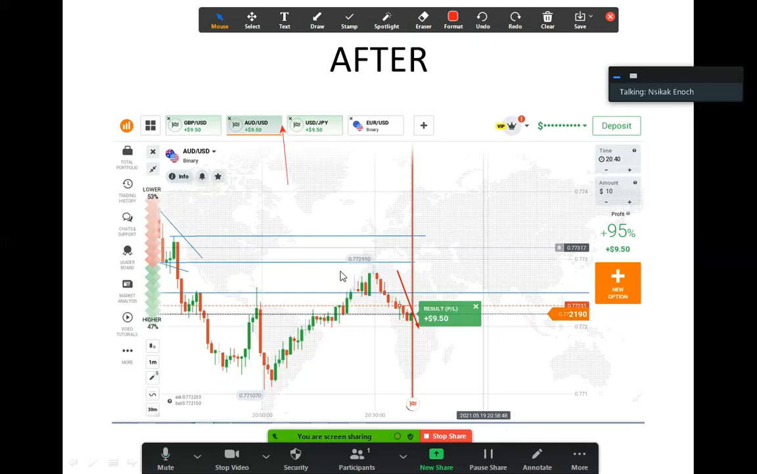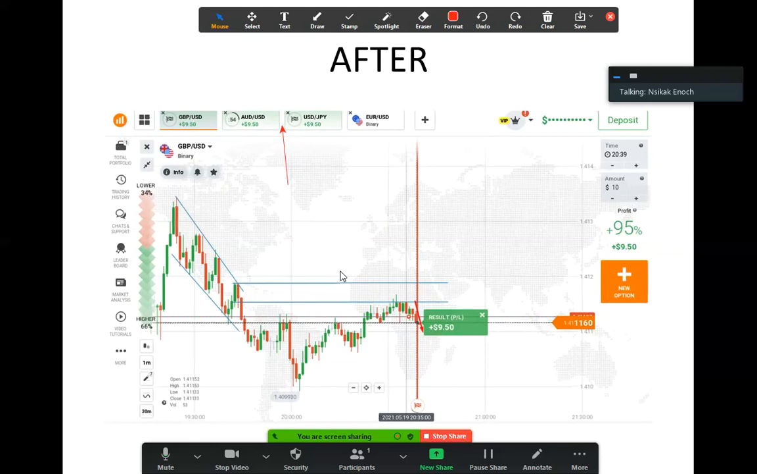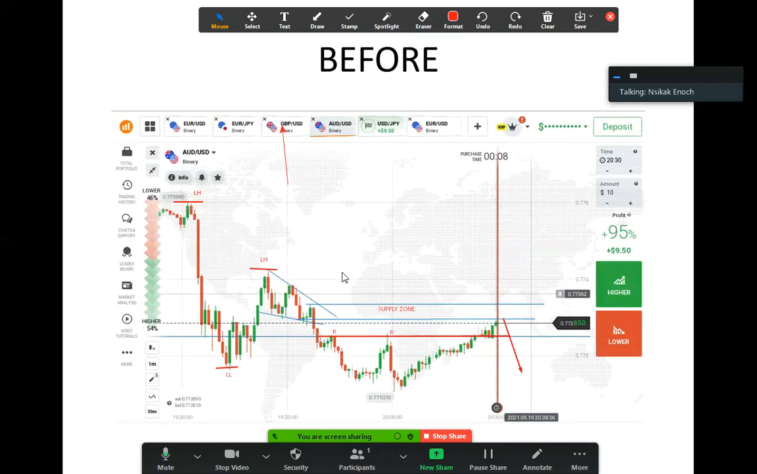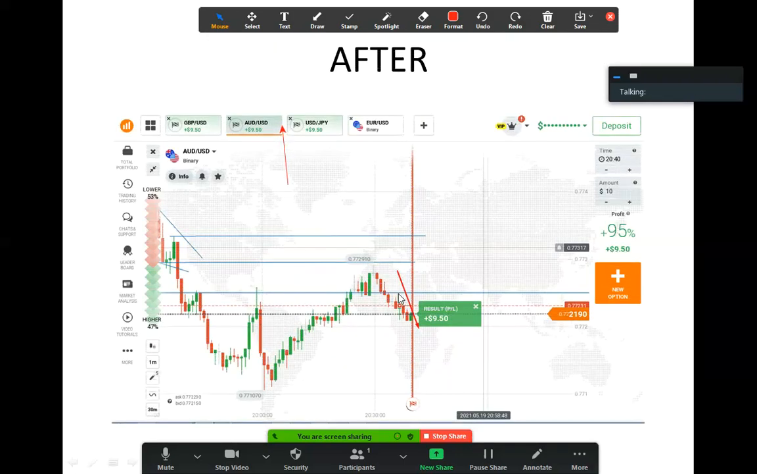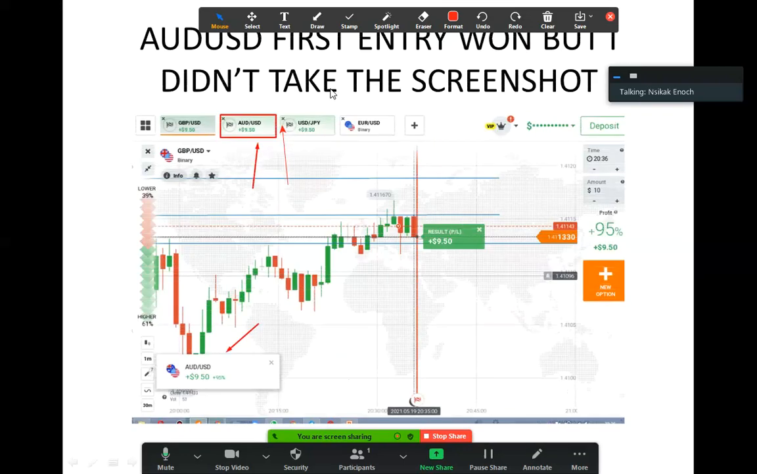Okay, let me calculate it again. How many trades? USDJPY, first trade. GBP USD, first and second trade, that is three trades. Then AUD USD, fourth trade. Then I did not screenshot the first trade on the AUD USD. So this is the fifth trade on AUD USD. So that is five trades in a row, five ITM in a row.